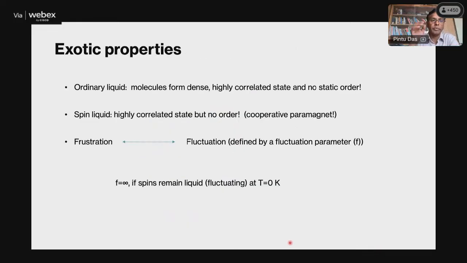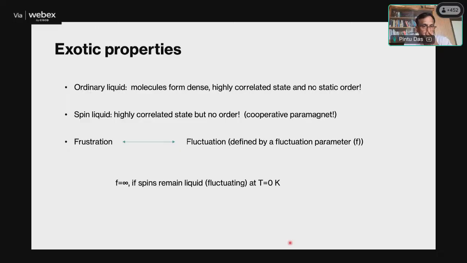Sorry, I had some issues with moving the slide. Now, these fluctuating spins, one can actually talk about some kind of liquid here. We all know this in an ordinary liquid. We all know solids, where the atoms are sitting at particular locations. But in a liquid, the molecules form a very dense and highly correlated state, but there is no static order like in a solid.